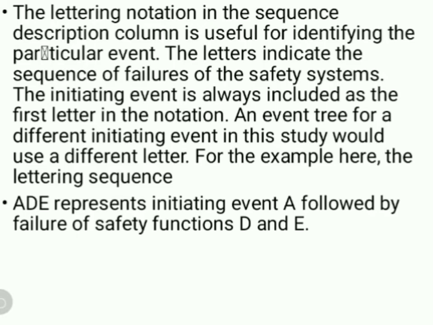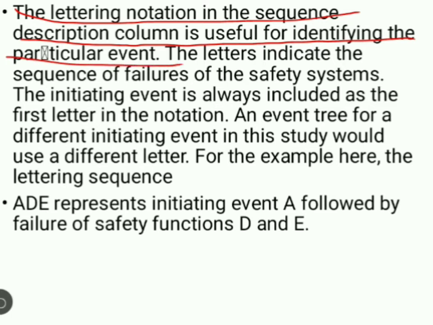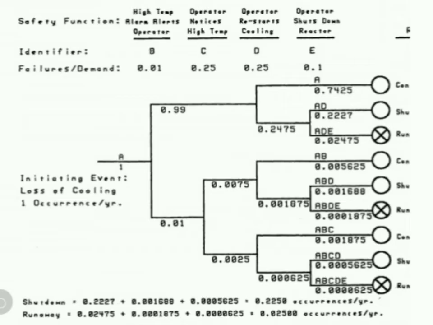Now we see the next point, the lettering notation. The sequence description column is useful to identify the particular event. So we have to give the letter notation. Now we can see that B is there, C is there, D is there, and E is there. What does B indicate? B indicates that the high temperature alarm alerts the operator. So this is the event.